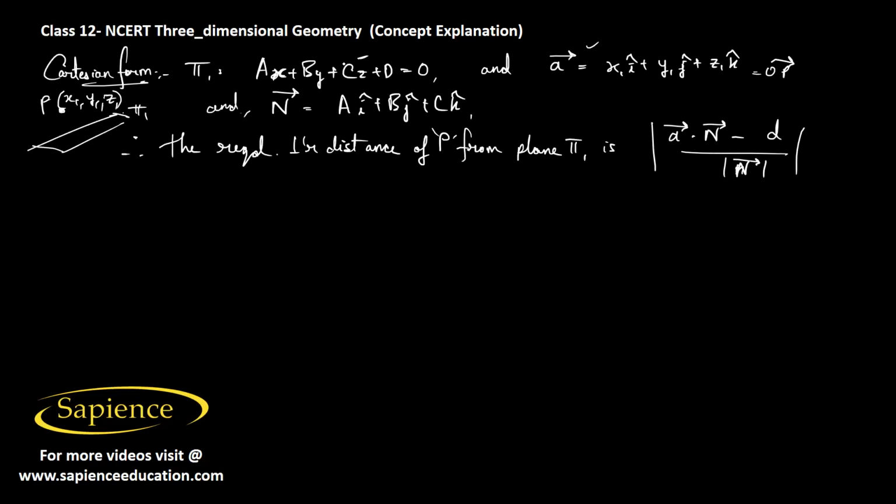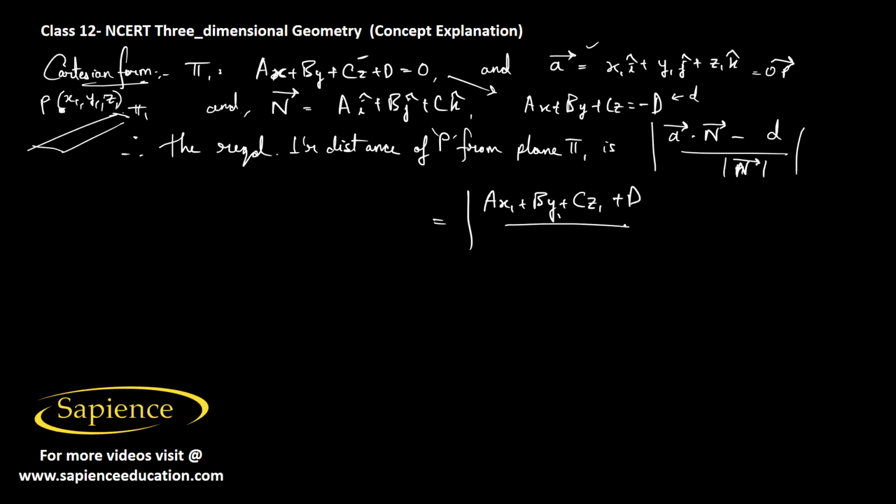Now this small d can be written as AX plus BY plus CZ equal to minus d. So this minus d will be equal to this d in this case. So therefore, magnitude of A vector dot N vector would be equal to AX1 plus BY1 plus CZ1, then minus of minus D, so that will be plus D, divided by magnitude of N vector, that is square root of A square plus B square plus C square. So this is the required perpendicular distance of the given point P from the given plane pi 1.